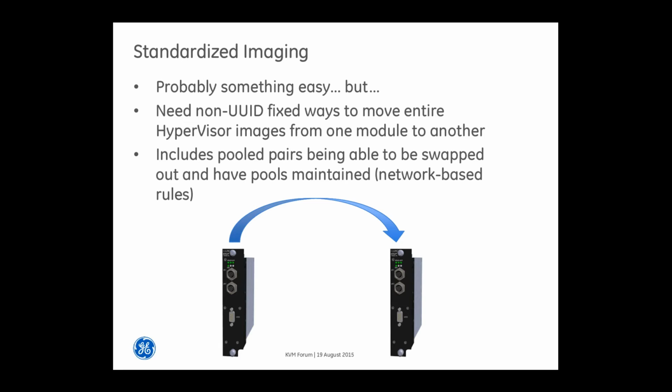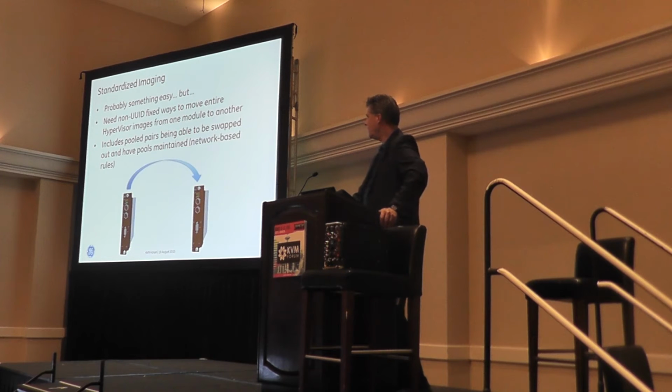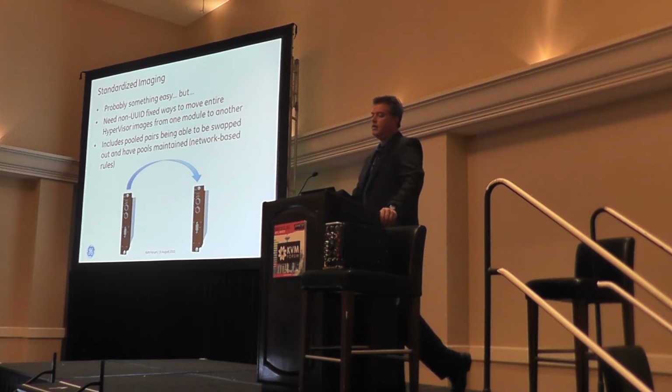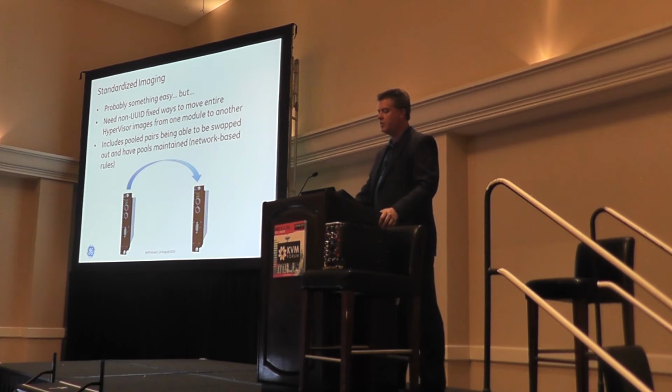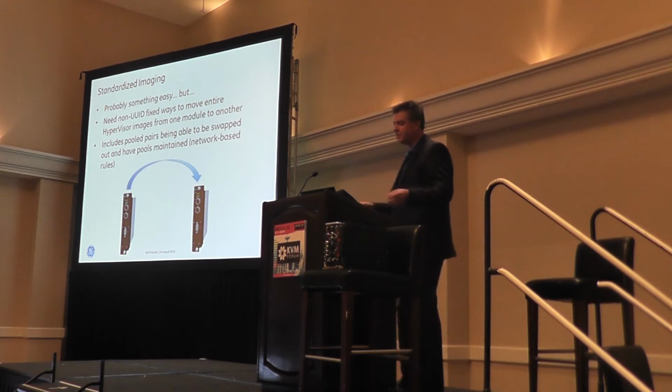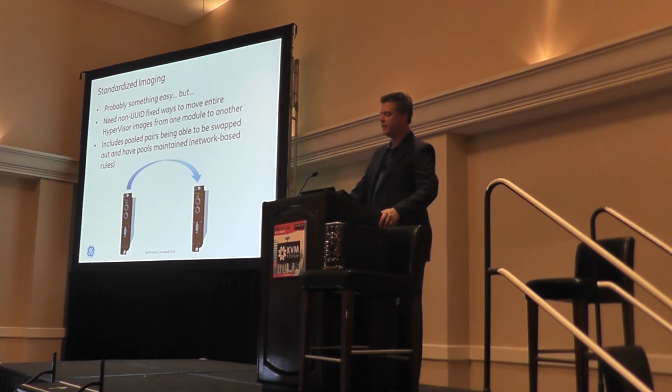Lastly, standardized imaging. We have dealt with headaches and headaches and headaches of this, and I'm sure there's ways around it. But we want all of our OSs, because we're not running them in a centralized data center, we're running them in a distributed fashion all over the network, to move freely from one hardware space to another. So freeing up any sort of UUID fixes, et cetera, is just a good way for us to be able to manage applications.